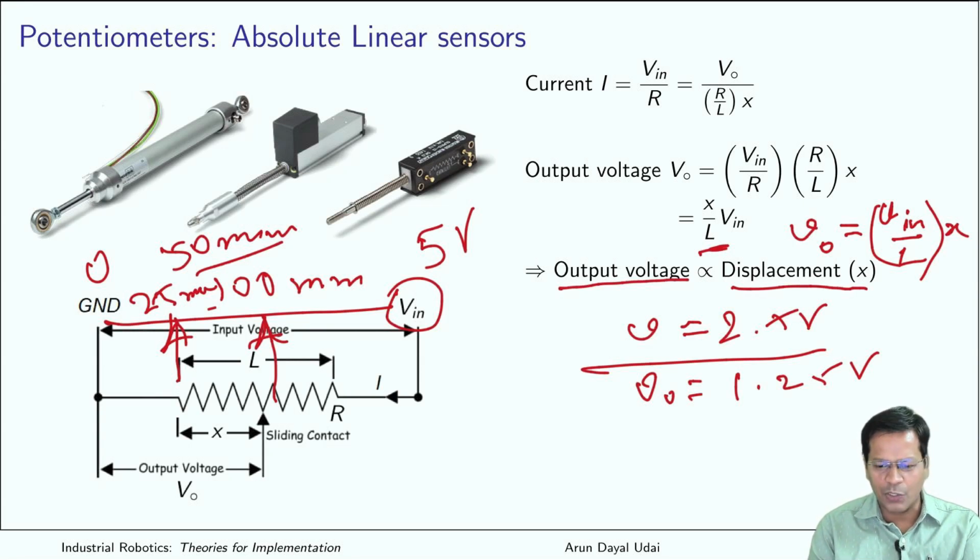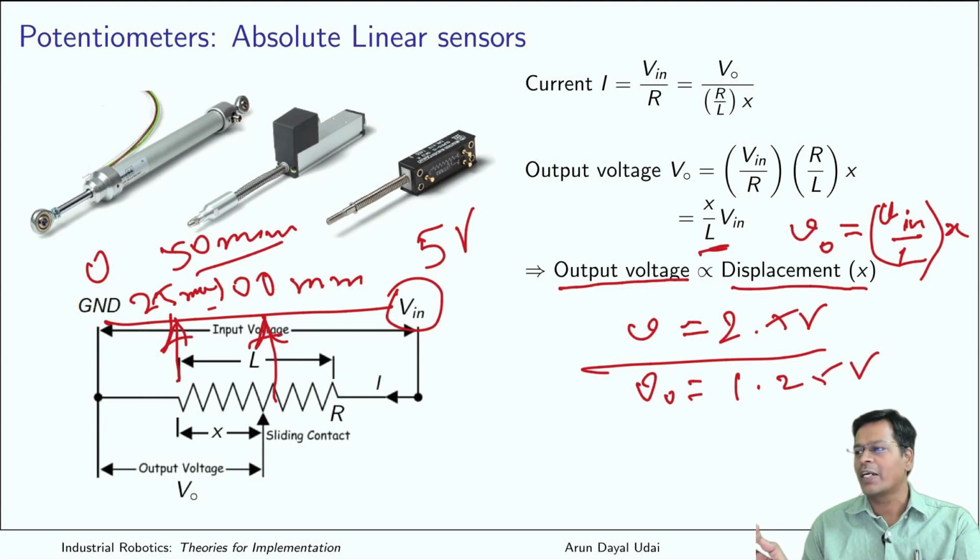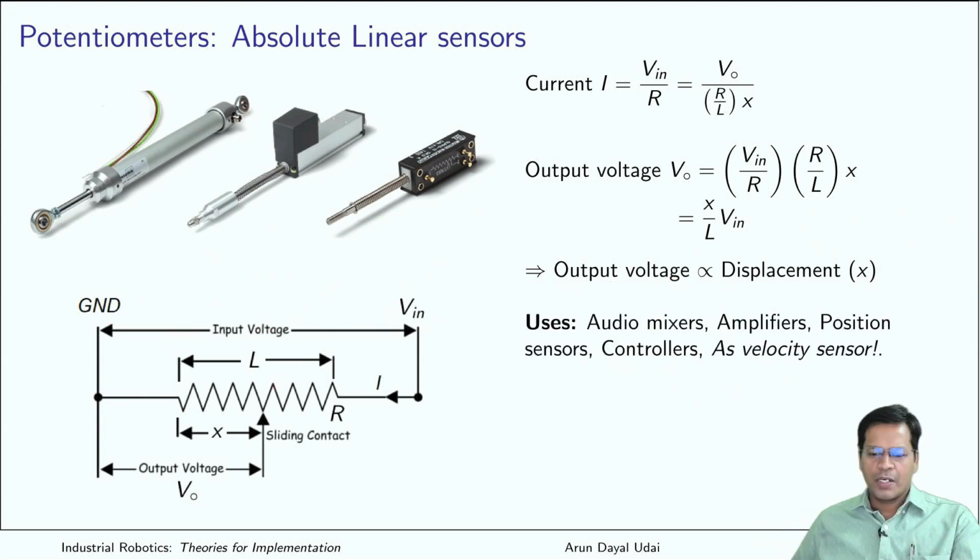So if it touches 0, output becomes 0. If it touches 100 mm, output is 5 volts. So 0 to 5 volts, 0 to 100 mm. So it is linearly proportional. This is the way this sensor is designed. This is very simple, and it can be used to measure your displacement.